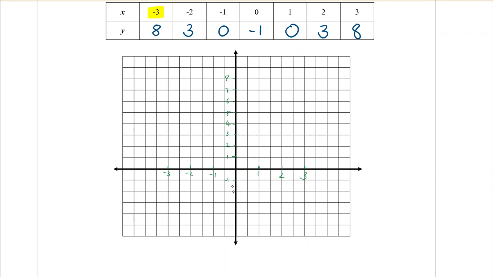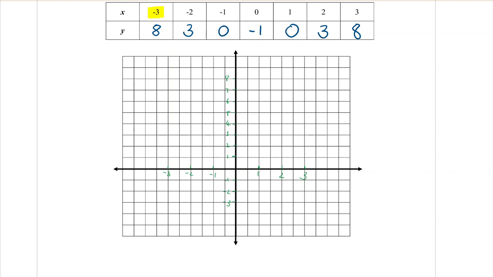So your x-axis and your y-axis do not have to have the same scale, but you can't change scale partway through the x-axis or the y-axis. The whole axis has to be the same. Does that make sense? All right, so plotting our points.